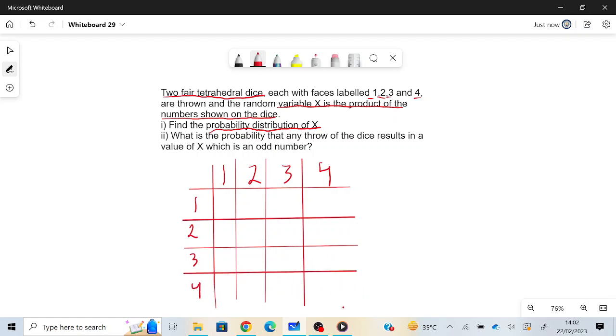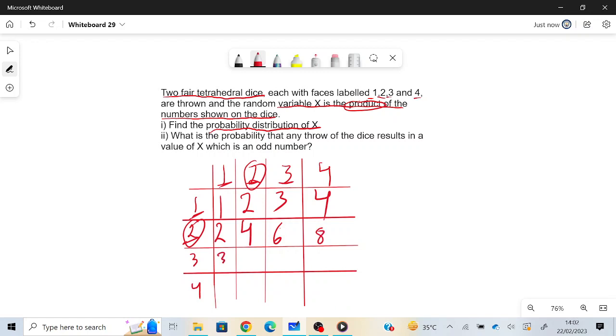Now, if my first die was to give me 1 and my second die is to also give me 1, and the random variable x is the product, not the sum, of the numbers shown, I would know that 1 times 1 is 1. If my first die was to give me 2 and my second die was to still give me 1, the product of the 2 is 2, because 2 times 1 is 2. Likewise, 3 times 1 is 3, 4 times 1 is 4. Here I would do 2 times 1, 2. If my first die gives me a 2 and my second die also gives me a 2, the product would be 4. 3 and 2, 6. 4 and 2, 8.